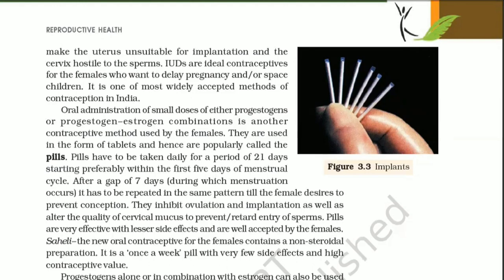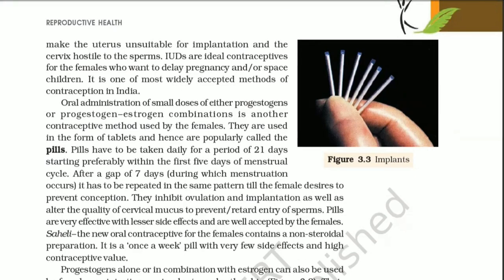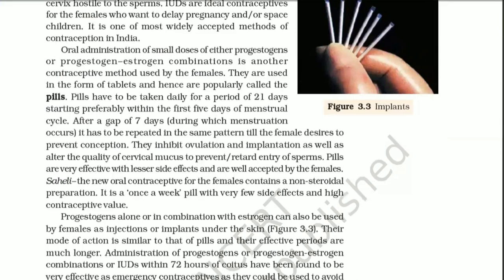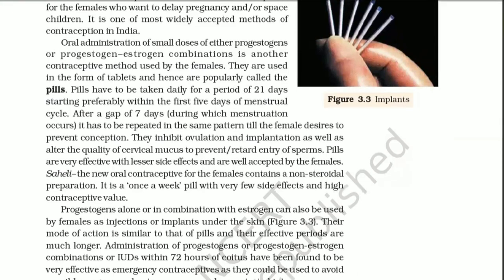Oral administration of small doses of either progestogens or progestogen-estrogen combinations is another contraceptive method used by females. They are used in the form of tablets and hence are popularly called the pills. Pills have to be taken daily for a period of 21 days, starting preferably within the first 5 days of the menstrual cycle. After a gap of 7 days, during which menstruation occurs, it has to be repeated in the same pattern till the female desires to prevent conception.